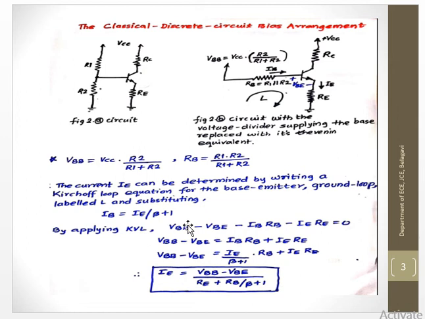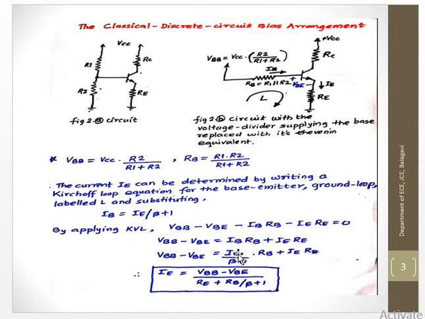By applying KVL to this loop, you can write VBB minus IB RB minus VBE minus IE RE equal to 0. Further, if you rearrange, you can write VBB minus VBE equal to IB RB plus IE RE. So further you can write VBB minus VBE is equal to IE divided by beta plus 1 times RB, plus IE times RE.